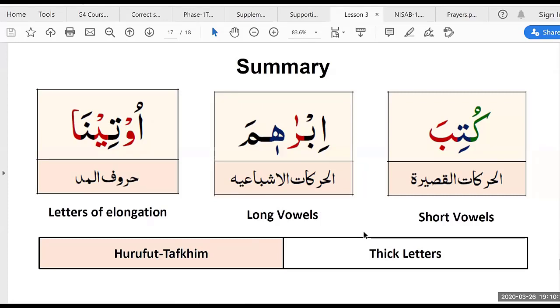One last question. Does anyone know what the letters which carry a fatha, a kasra, and a dhamma are called? I will give you an example. A letter which carries a fatha is called a maftuh. And if anyone knows the other two, please raise your hand.